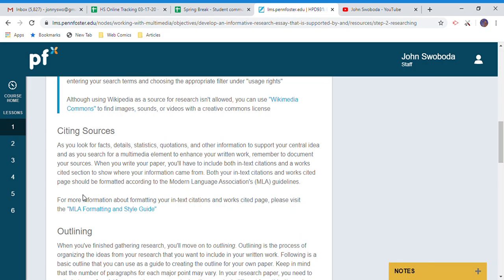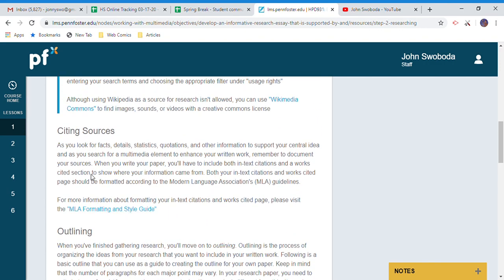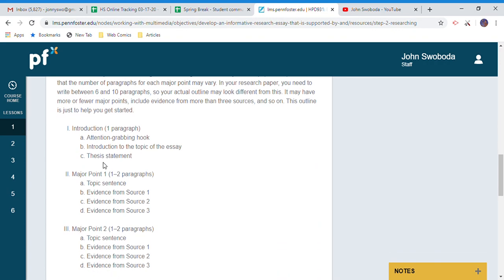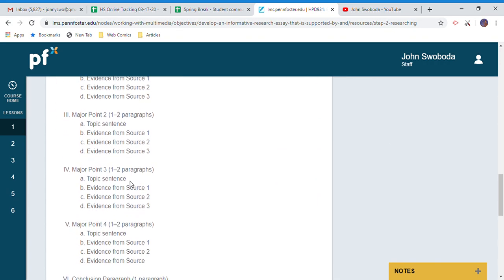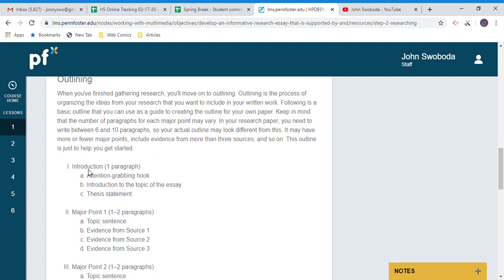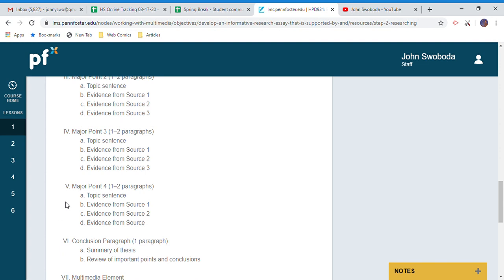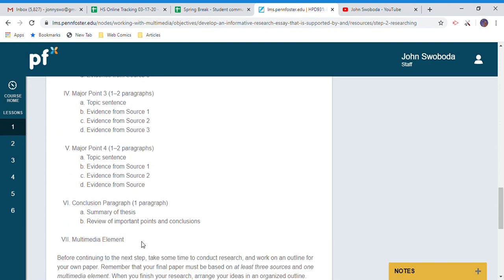Citing your sources. I'll probably do an entire video on citing sources, I think, because the MLA formatting and style guide can be kind of hard to understand. Either that or I'll just... No, I'll do it. I'll do it. Formatting thing. Here's another version of an outline. Introduction, attention-grabbing hook, introduction to the topic, thesis statement. This one has 4 body paragraphs and a conclusion, and then a multimedia element at the end.